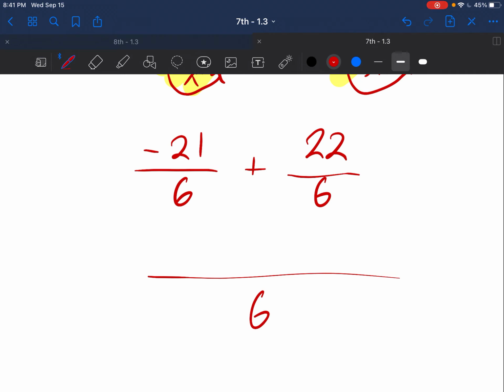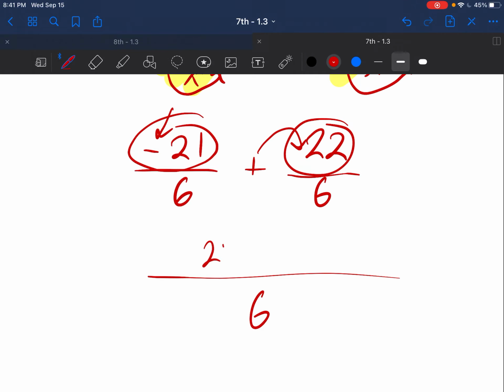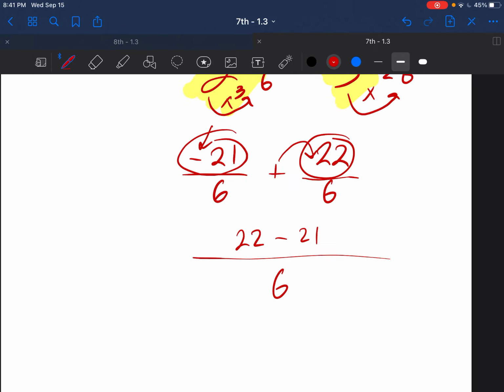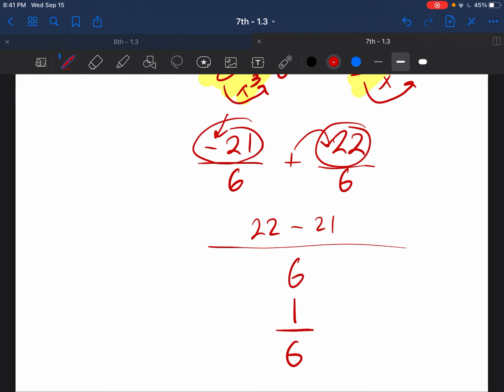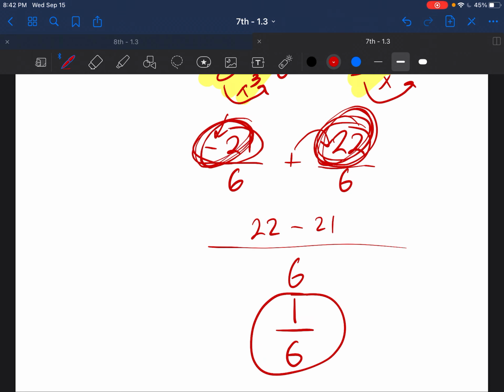Denominator stays the same. And let's see, are these the same sign or a different sign? Well, that's a positive 22. That's a negative 22. So they are different signs. So if they are different signs, we have to subtract. So 22 minus 21 is going to give you 1 over 6. Now my question is, do we have more positives or do we have more negatives? We actually have more positives. So our answer for this problem is 1/6.